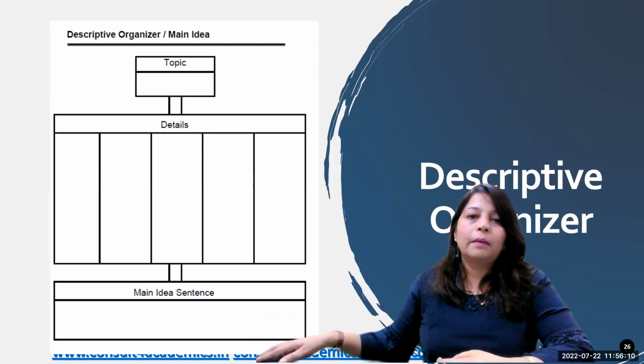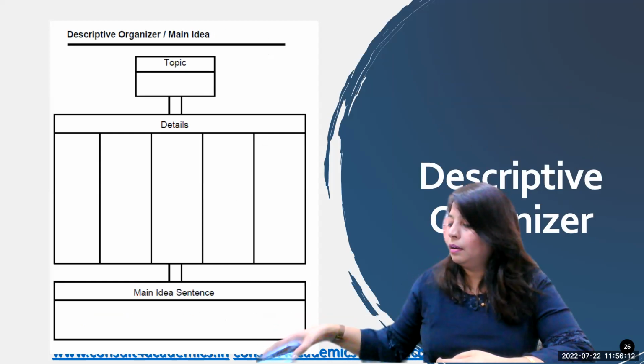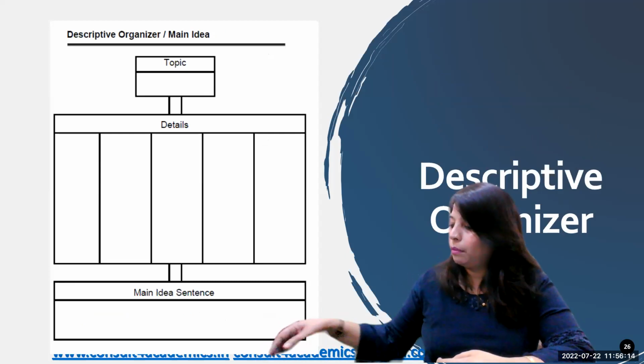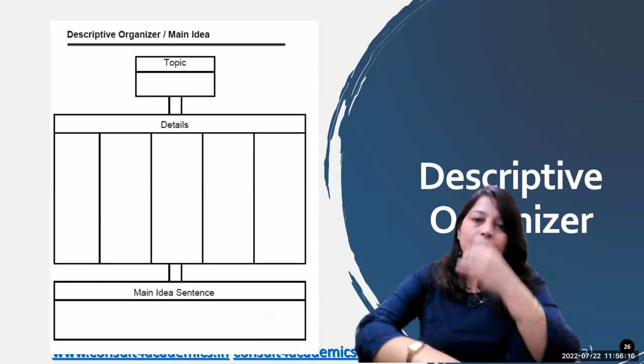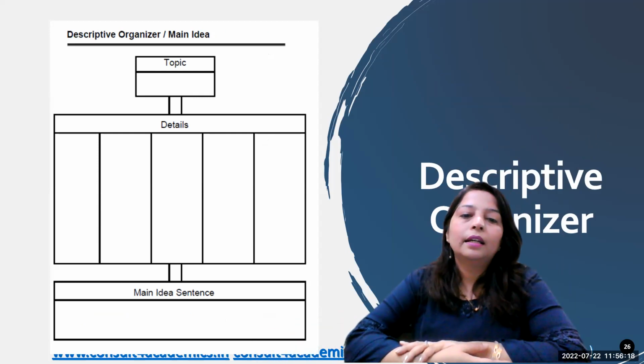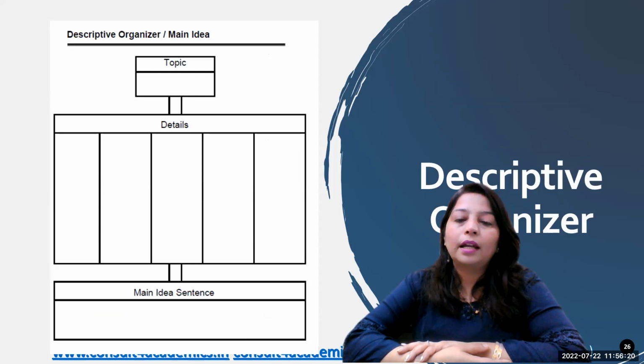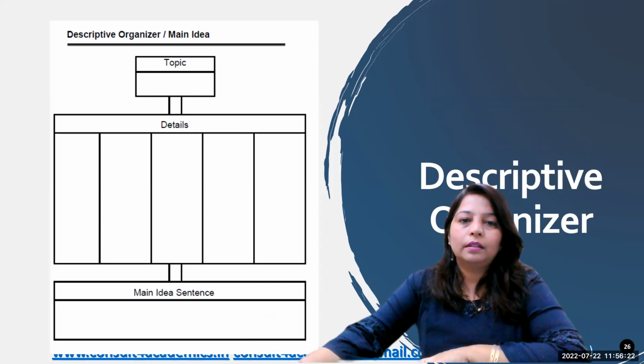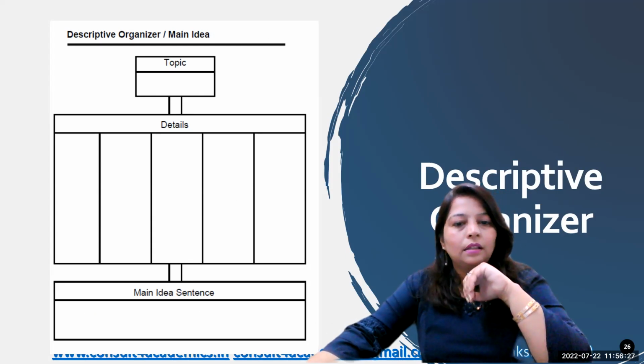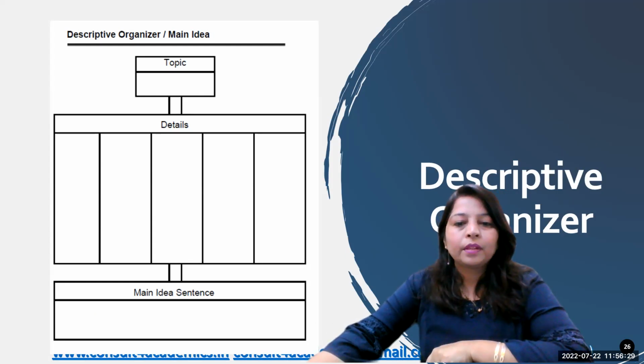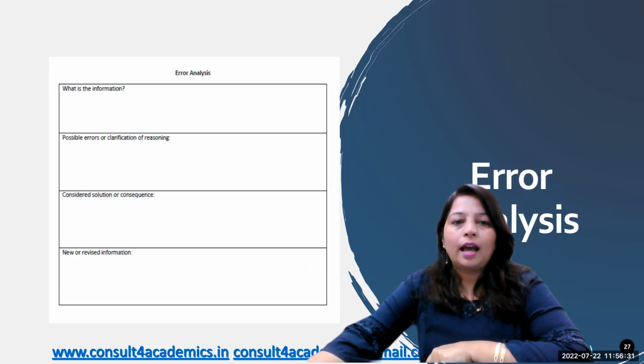And then descriptive organizer, or the main idea. Here, what is to be done? Topic is listed, details are given, and the main idea of the sentence is to be done, right? Topic, any kinds of details related to the topic, and the main idea. Now, moving ahead, error analysis.